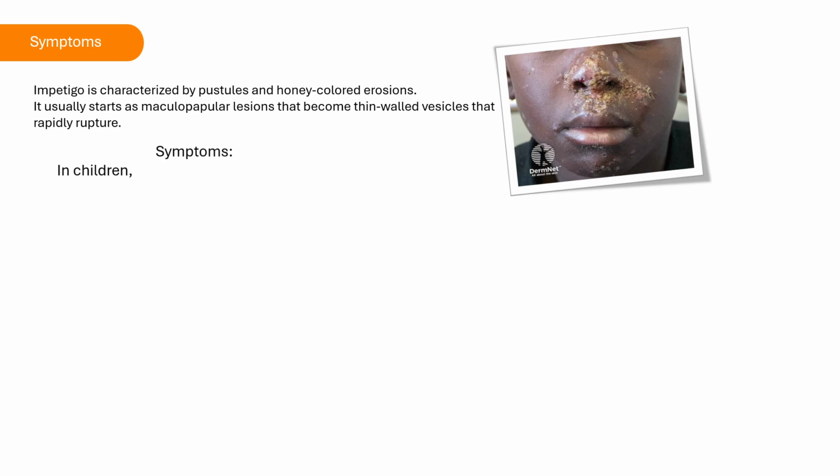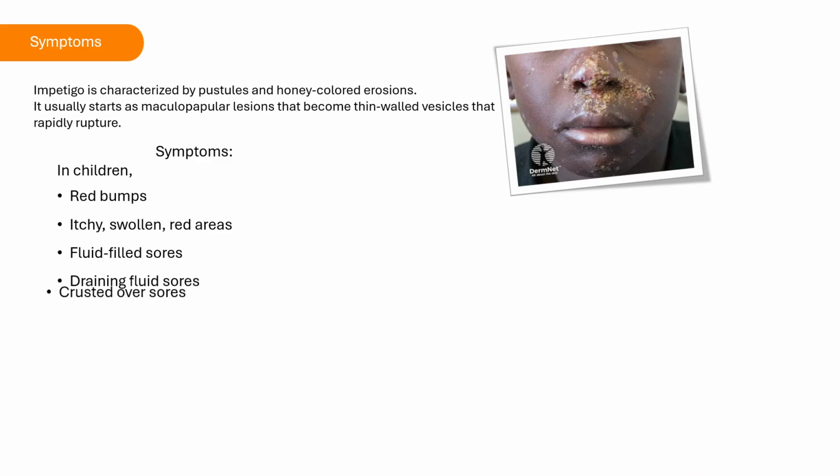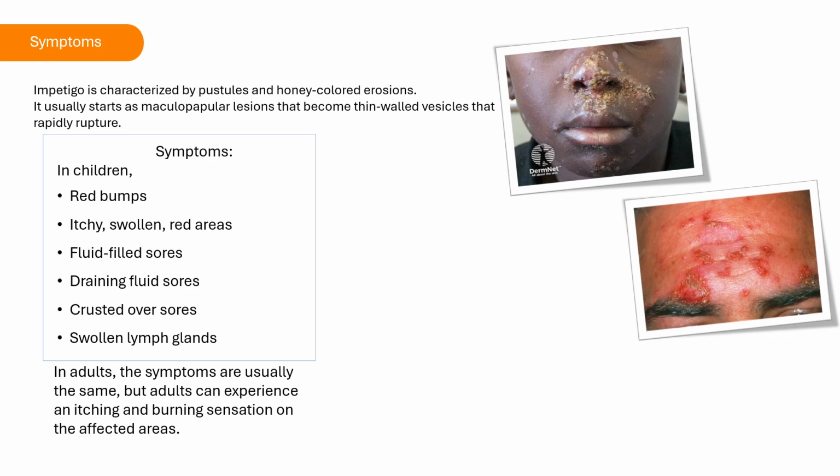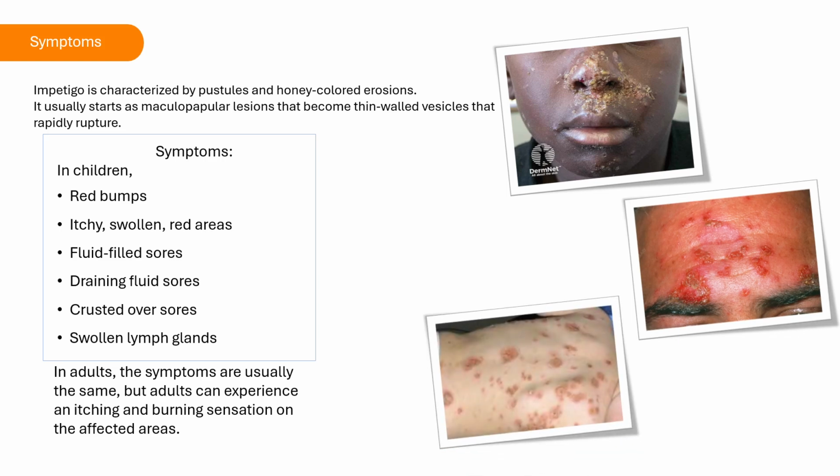In children, the symptoms are red bumps, itchy swollen red areas, fluid-filled sores, draining fluid sores, crusted over sores, and swollen lymph glands. Adults also have the same symptoms, but it is accompanied by an itching and burning sensation on the areas. And here are a few pictures of examples.